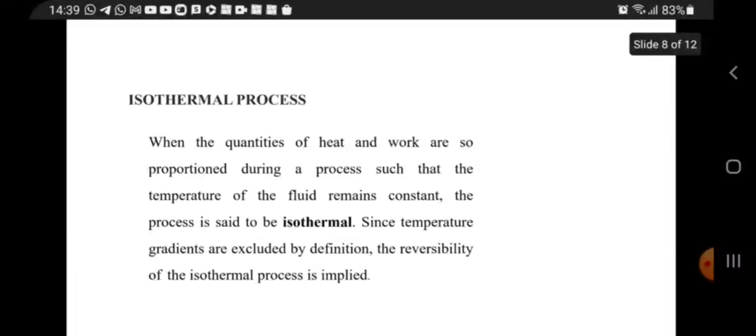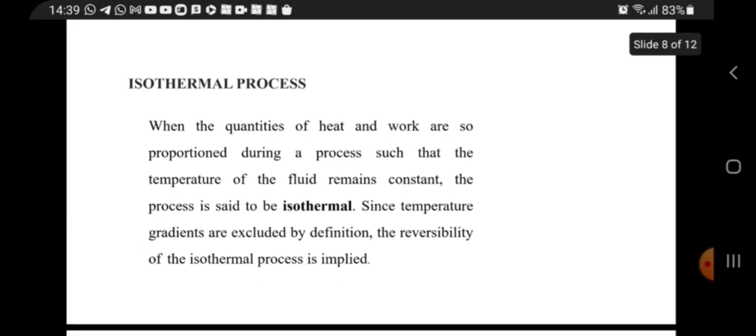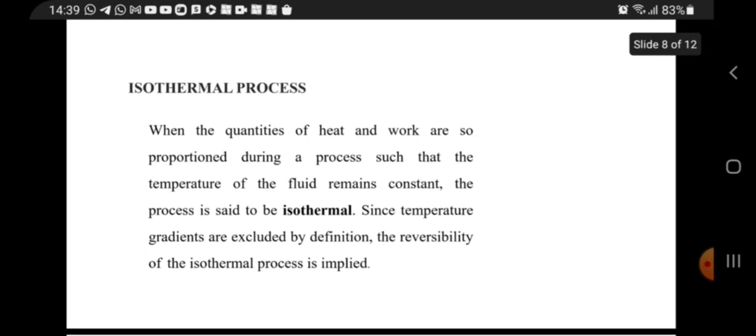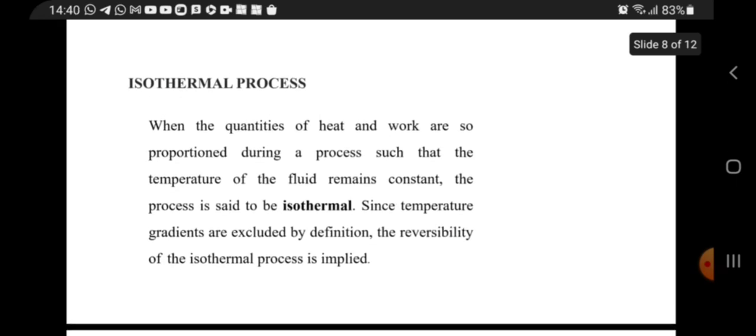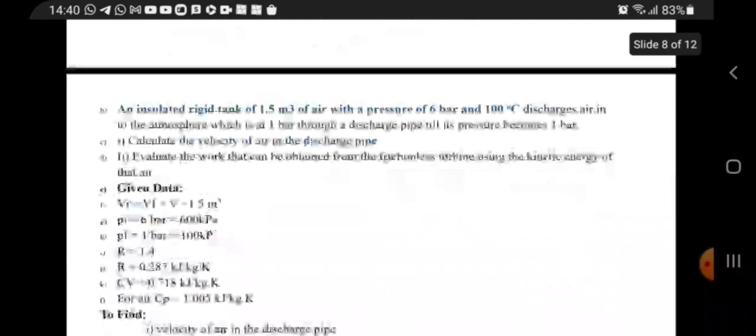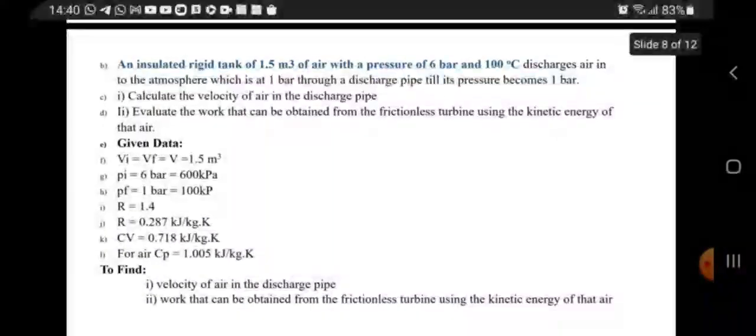Then the isothermal process: when the quantities of heat and work are proportioned during a process such that the temperature of the fluid remains constant, the process is said to be isothermal. Next, we discuss a simple problem.